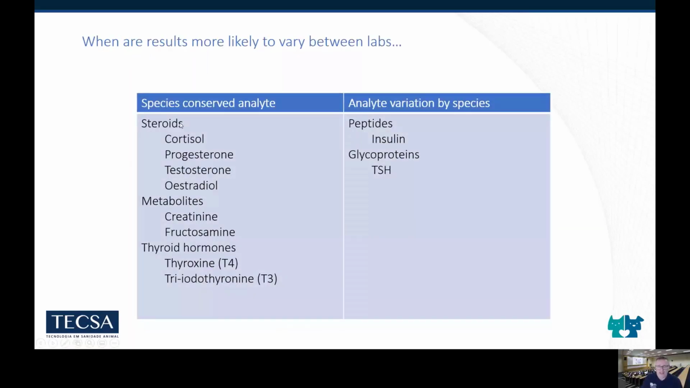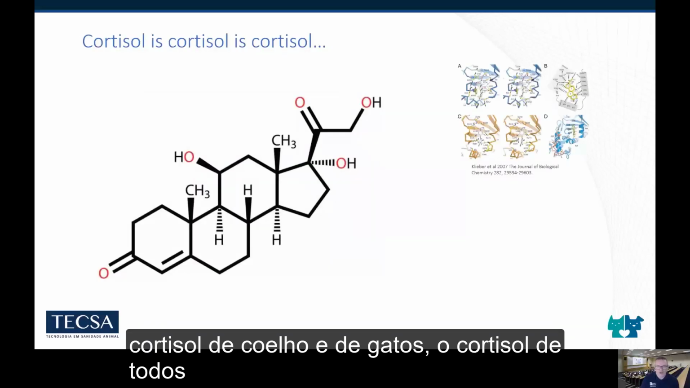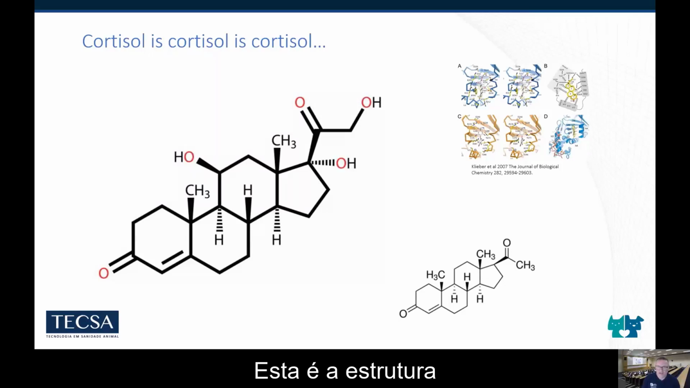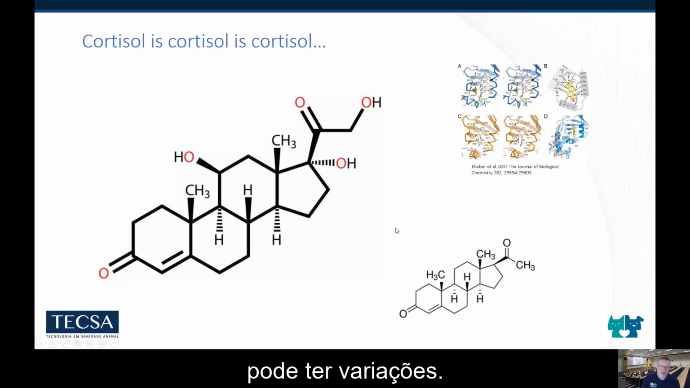Cortisol is a steroid, and steroids are identical regardless of what species we're looking at. So dog cortisol and human cortisol and rabbit cortisol and cat cortisol, everybody's cortisol is the same. This is its molecular structure. So cortisol is cortisol is cortisol. There's only one cortisol. However, a variety of other steroids will have this general shape, with differences up around this part of the molecule and maybe down here and in here.